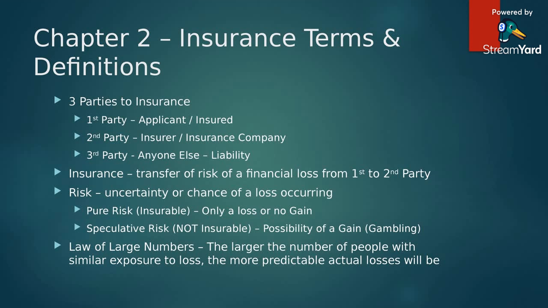The way that this entire industry works is that insurance companies take a large group of people that have similar exposures to loss and that they have a lot of data on, which makes those losses more predictable so that they can potentially make a profit. This is a concept called the law of large numbers. Basically, the company that has the largest number of people should, in theory, have the most predictable loss ratio available to them.